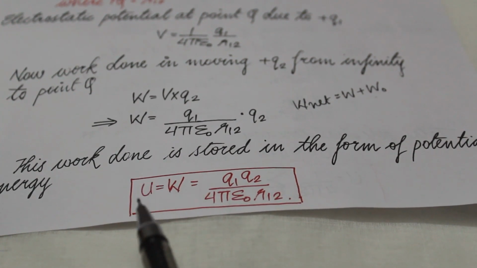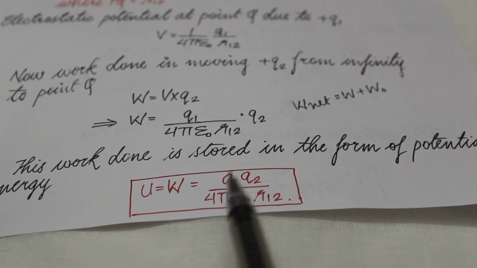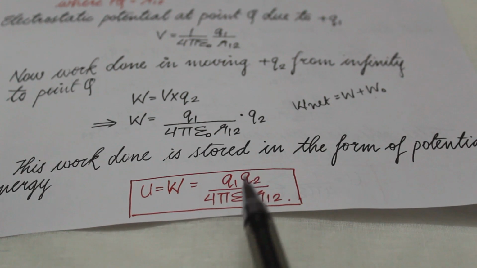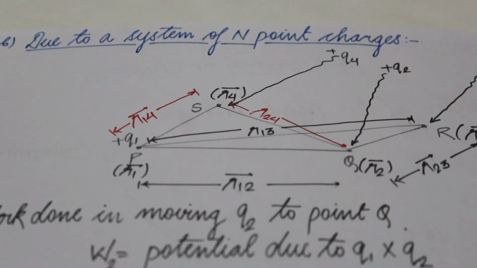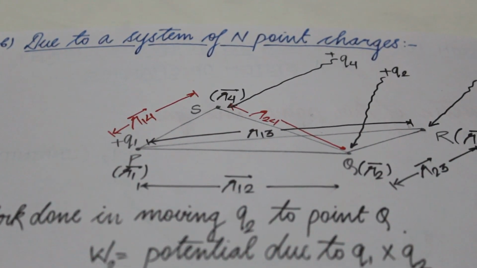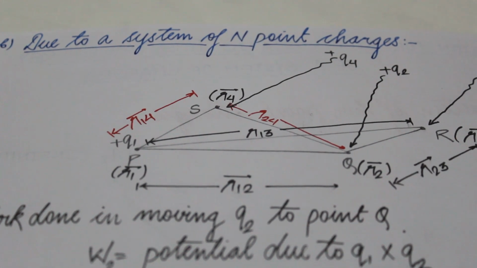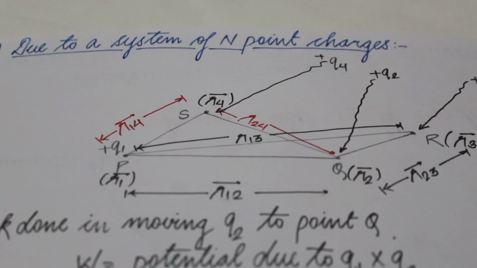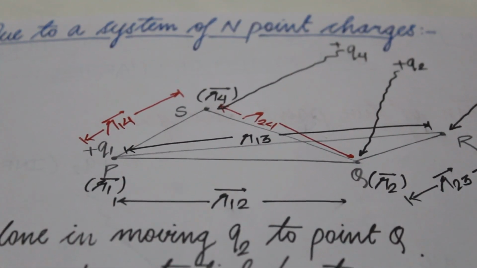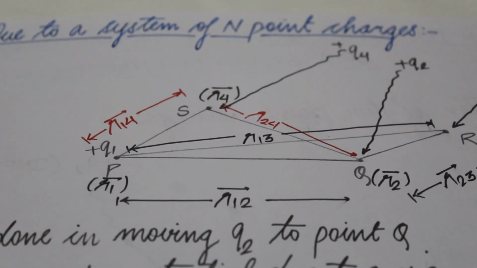Hence we can say the formula for potential energy is given by q1 q2 upon 4 pi epsilon naught R12. Next we are going to derive an expression for electrostatic potential energy due to a system of n point charges. As you can see in the diagram, plus Q1 is the charge which was brought from origin to point P.